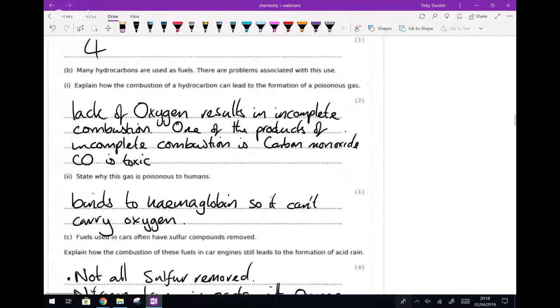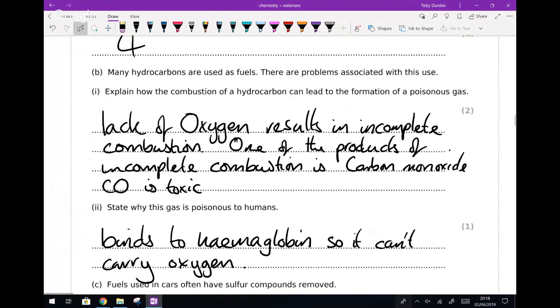Next. Many hydrocarbons are fuels. Their use has problems associated. Explain why combustion can lead to the production of a toxic gas. Lack of oxygen results in incomplete combustion. One of the products of incomplete combustion is carbon monoxide, and carbon monoxide is toxic.